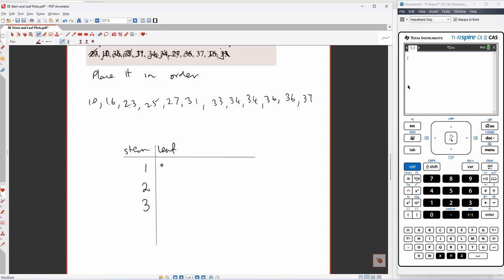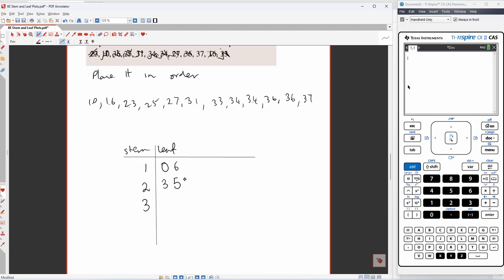Alright, so this side here is the stem, this side here is the leaf. We're going to put a 0 here to represent the number 10. Now we've got to do 16, so we're going to put a 6 here. Now 23 has to go into this next row of numbers, so we're going to put a 3 in there. Then we're going to put a 5. Now try to keep the numbers directly underneath each other so you can line things up and see which particular row has the most numbers in it.